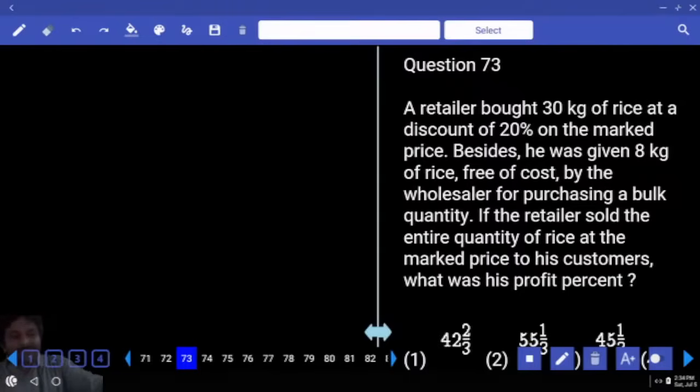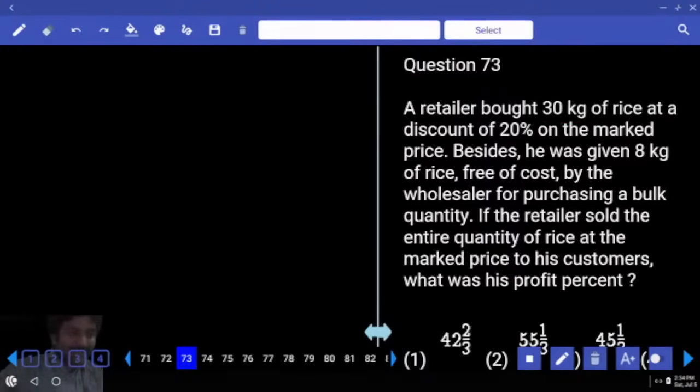A retailer bought 30 kgs of rice at a discount of 20% on the market price. Besides, he was given 8 kgs of rice free of cost by the wholesaler for purchasing a bulk quantity. If the retailer sold the entire quantity of rice at the market price to his customers, what was his profit percentage? You try to be the retailer, please. You purchase 30 kgs. You don't know the price of each kg. Assume 10 rupees. Usually we start with 100, but it's a 3-digit number and I want to cut down the simplification. So make it 10 rupees per kg.